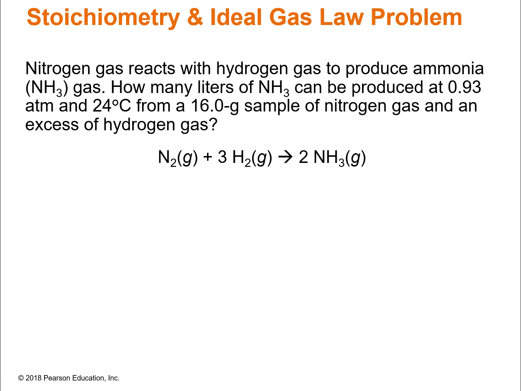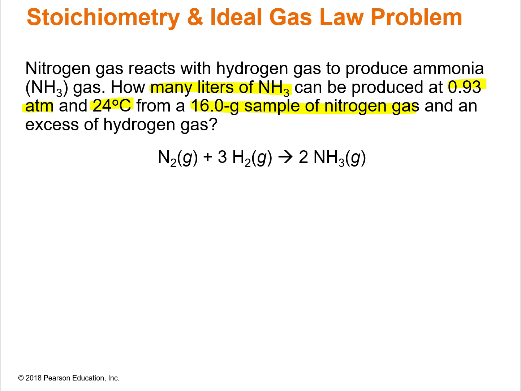Nitrogen gas reacts with hydrogen gas to produce ammonia gas. How many liters of ammonia can be produced at 0.93 atmospheres, 24 degrees Celsius, from a 16-gram sample of nitrogen gas and excess hydrogen gas? Again, we're looking for how many liters of ammonia. So we've got a whole paragraph, and it doesn't really seem like we have enough information to do anything, but we've got more than enough.